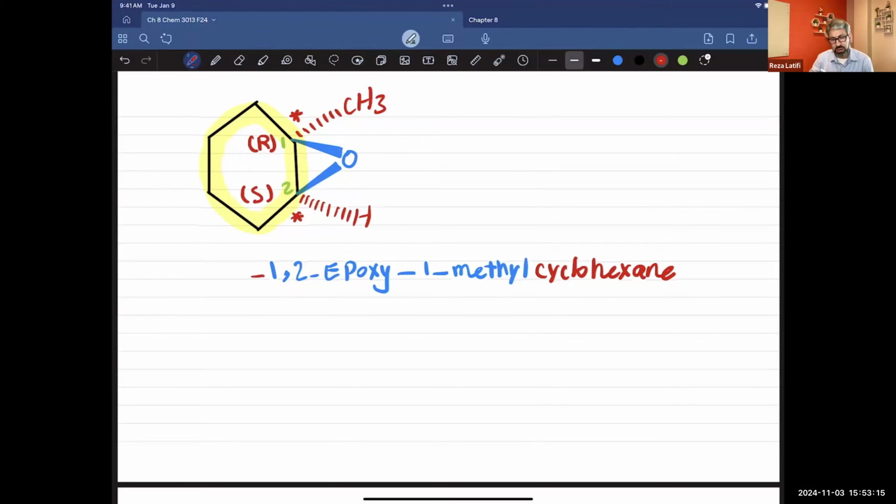Okay, now that I know I have R and S configuration, I need to show them in a way where they are. On the first carbon, I have R configuration, and on the second carbon, I have S configuration. So the correct name will be (1R,2S)-1,2-epoxy-1-methylcyclohexane.